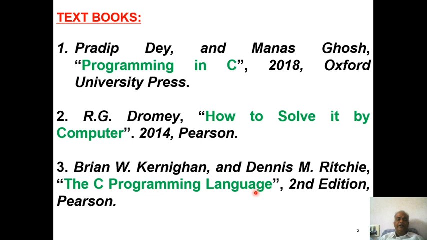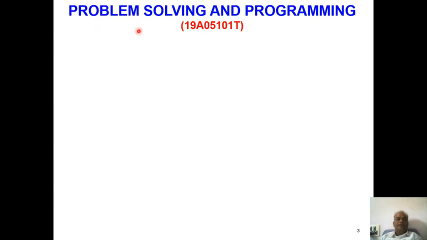A lot of different textbooks are available in the library and in the market. Please go through any C programming language book. All the books may be the same, with only a little difference. Our subject is problem solving and programming. As usual, this subject contains 5 units. Now I am going to teach the first unit.